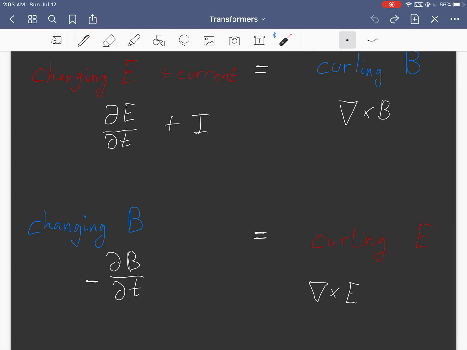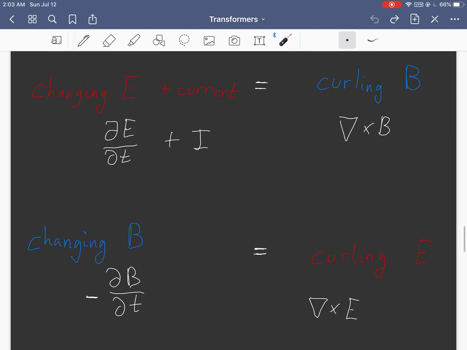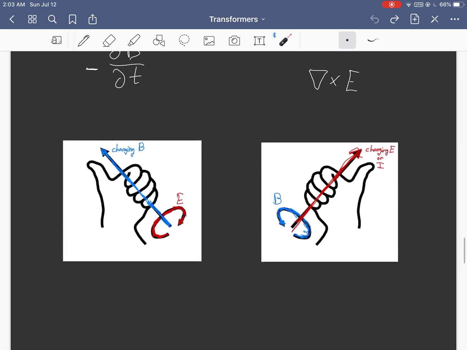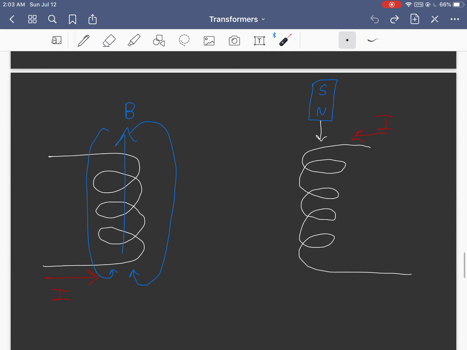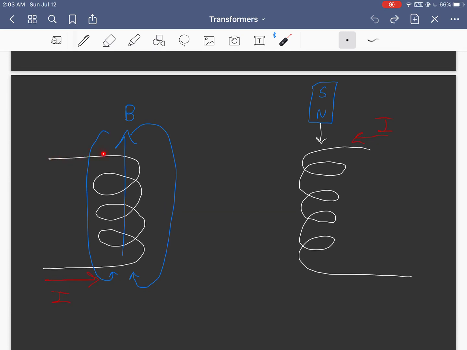So in one video, I talked about how this first equation right here can be used to explain how electromagnets and how motors work, and how this second equation can be used to explain how generators work. And in this video, I'm going to talk about transformers, and the way transformers work is they combine both of these two ideas. Because essentially what happens is that you have a loop of wire right here.